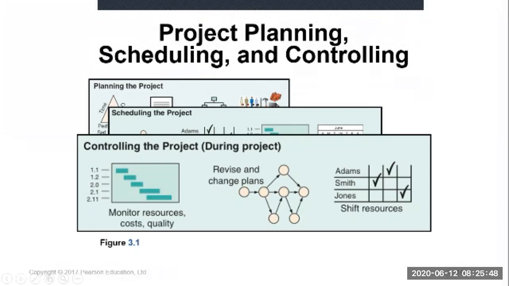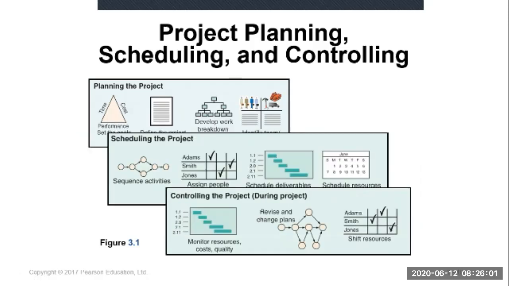If there is a delayed activity, what do you have to do? You have to change your plans. Maybe you need to shift the resources, the workers, the materials. Everything during the project is control. Usually planning and scheduling activities are done before you start the project, and control is during the project.